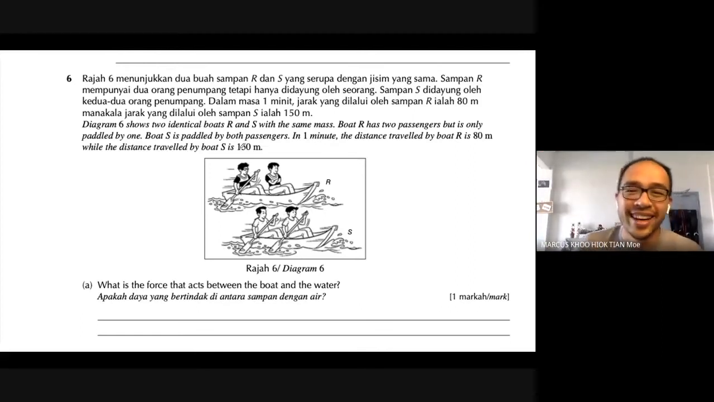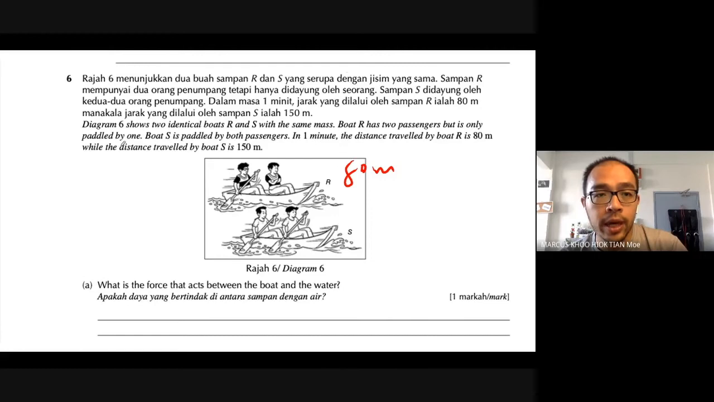Okay, then the second boat has 2 people and both are paddling. And this is very logical. In 1 minute, the distance traveled by boat R is 80 meters, and the distance traveled by boat S is 150 meters. So the first one is, what is the force that acts between the boat and the water? Anybody want to try this? Between the boat and the water, what is the force that is acting here?